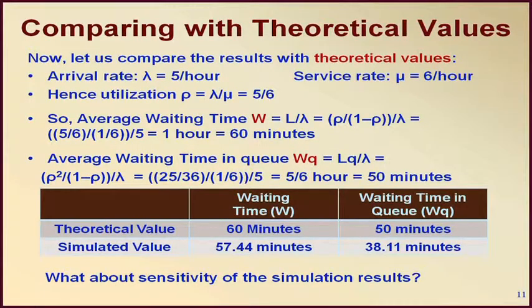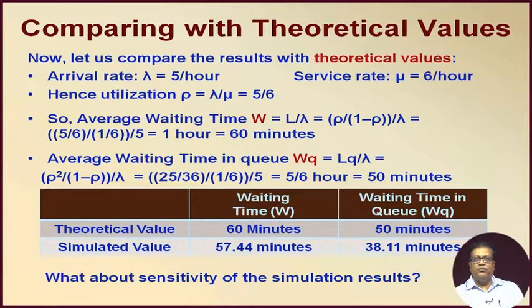The arrival rate is 5 per hour and the service rate is 6 per hour. So, what is the utilization? That is equal to rho = lambda by mu = 5 by 6. And what is the average waiting time? Then it will be W = L by lambda, where L is rho by 1 minus rho.